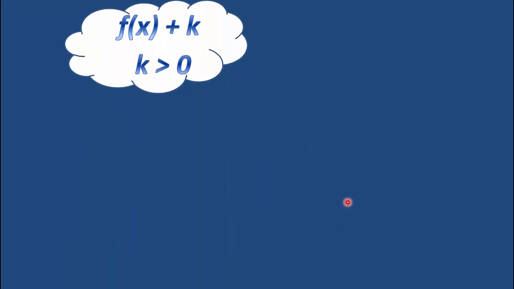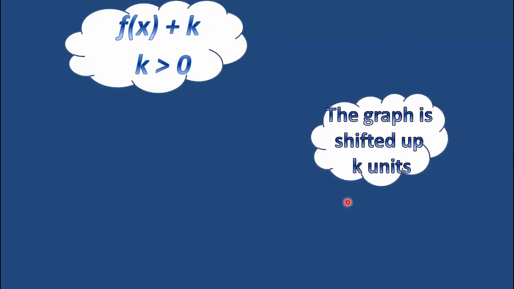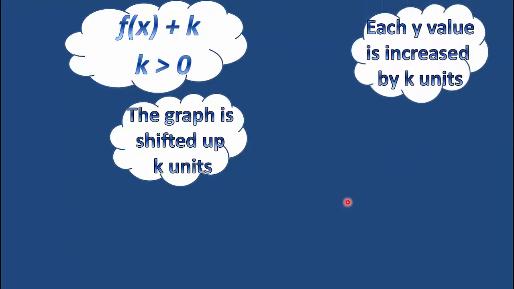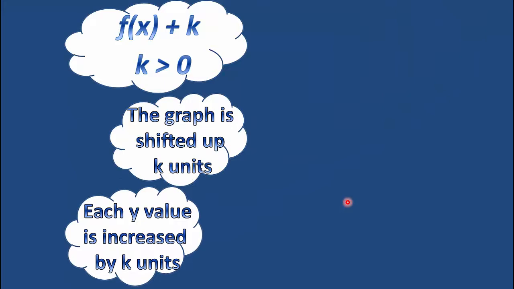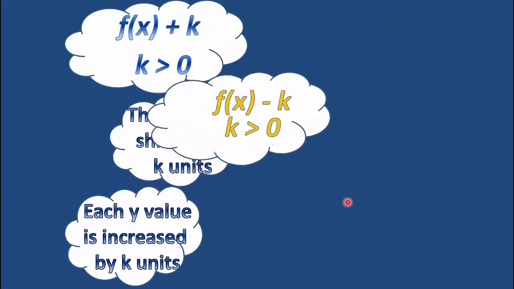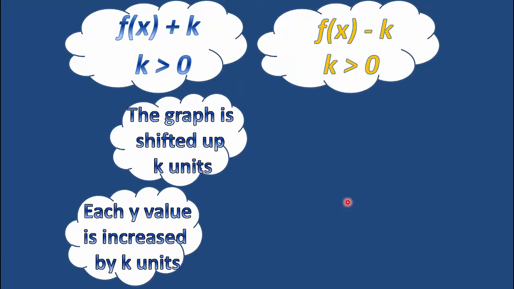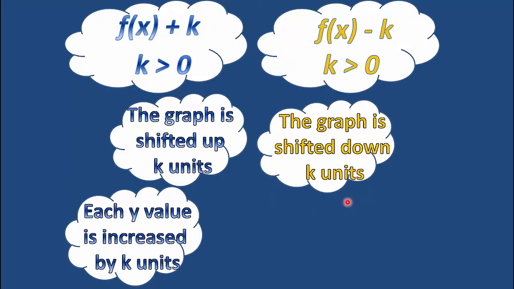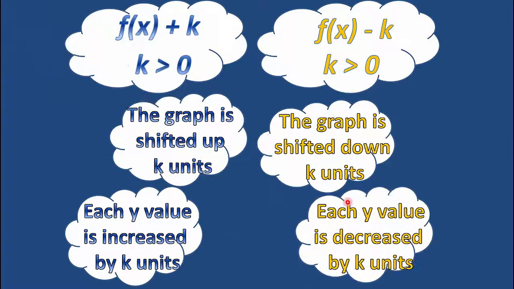So here's the thing. If you have f of x plus k, and k is positive, then the graph is shifted up k units. Or another way to say that, each y value is increased by k units. Now on the other hand, if you have f of x minus k, where k is positive, then the graph is shifted down k units, and each y value is decreased by k units. That's another way to say it. So that's how we can, without changing the shape of the graph, raise it up or lower it down.